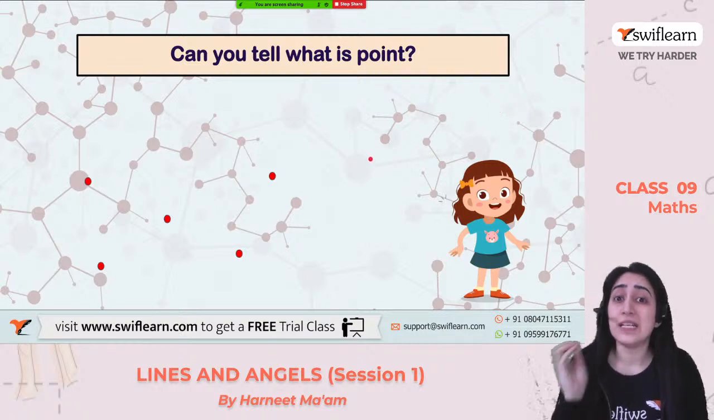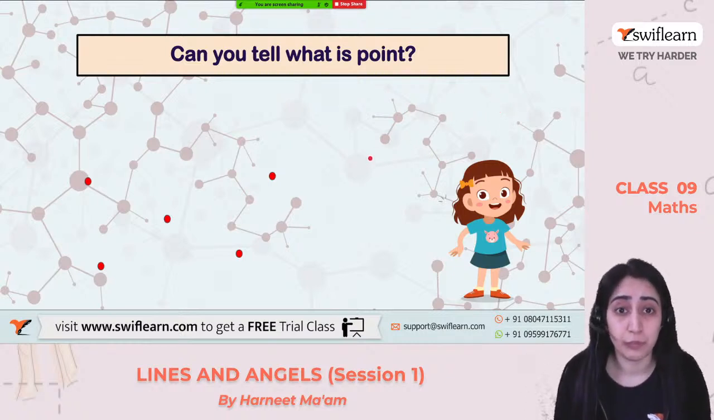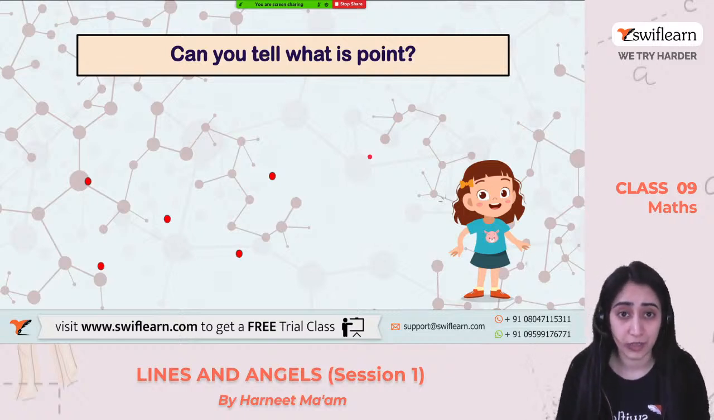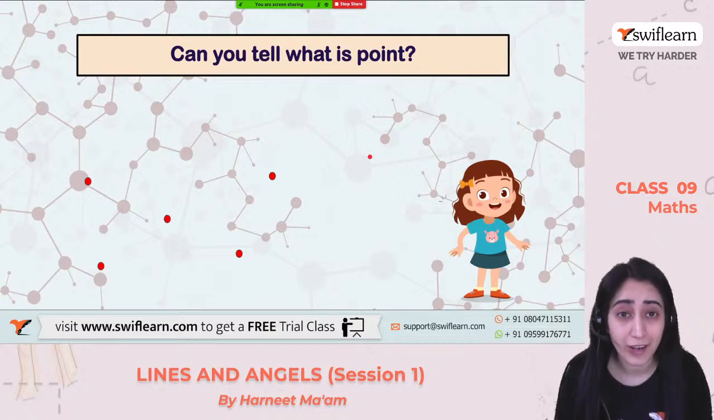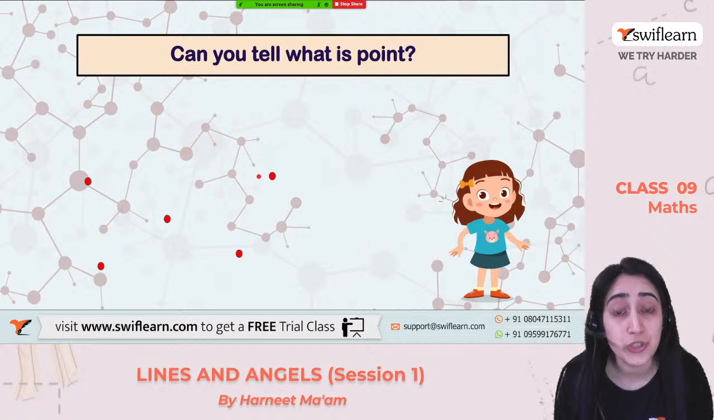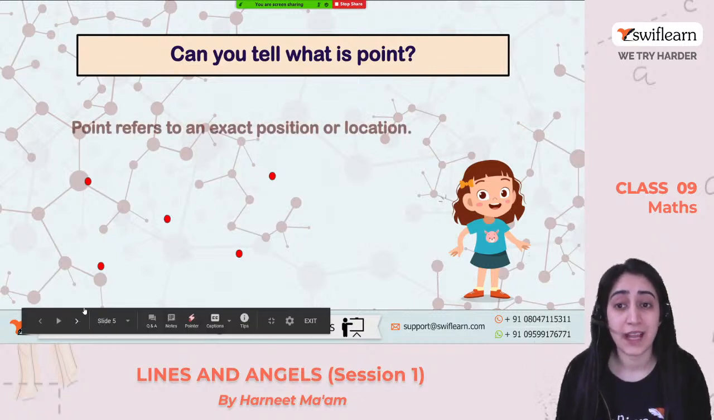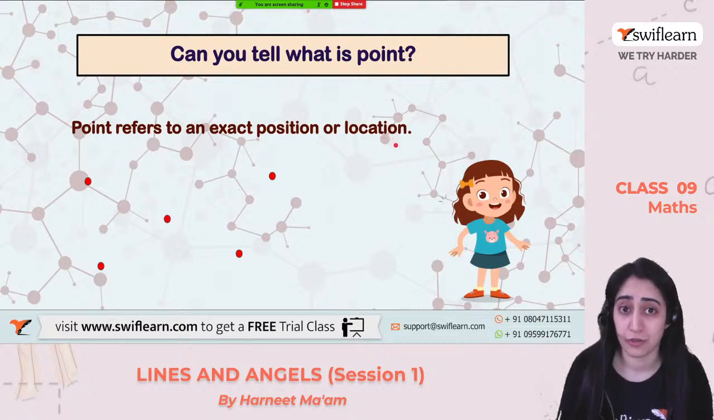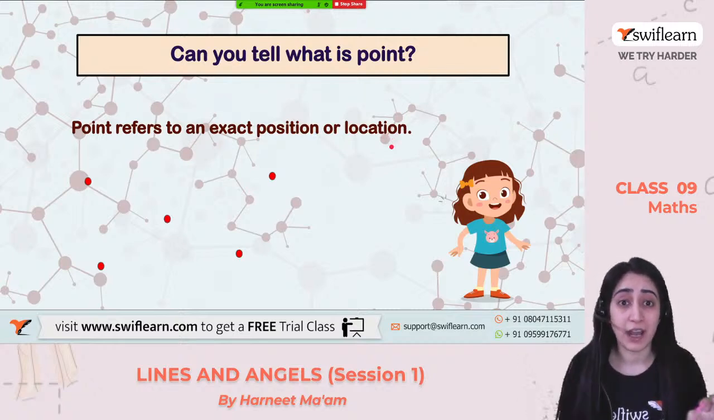So where exactly do I want you to make that point, or what type of figure do I want? This point helps us do that. Getting the point, right? What this point tells me is where we stand. It tells us what exact location we want. So that is what a point refers to, the exact position or location, exactly where I want.